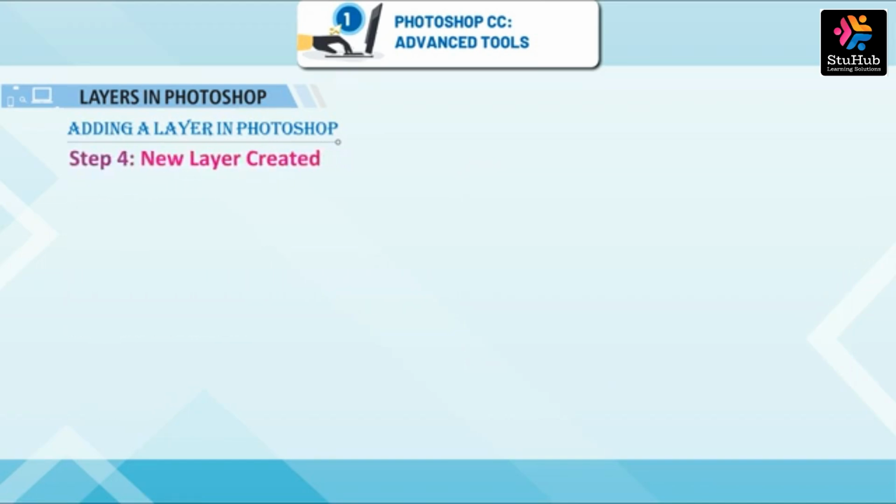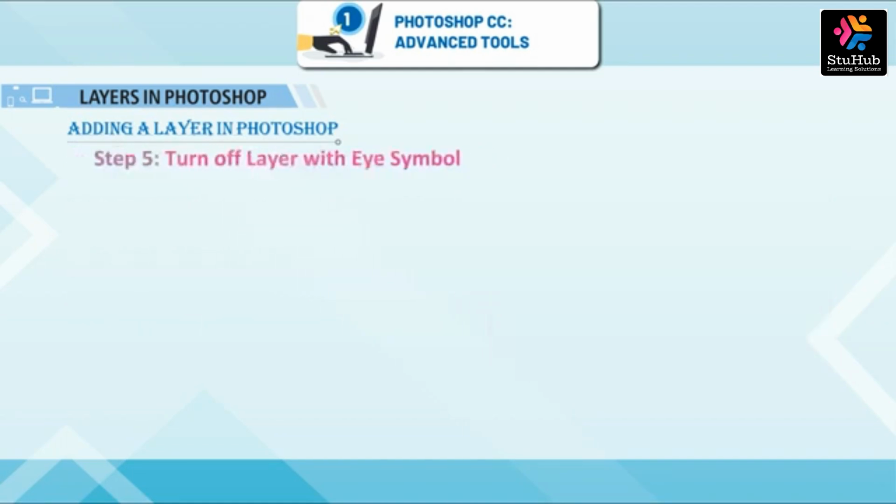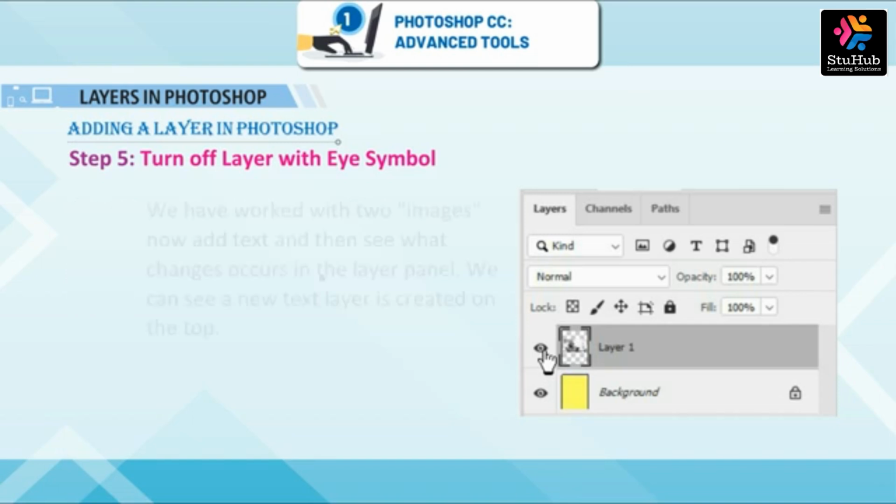Step 4. New layer created. We can see a new layer on top of the layer panel is created instead of adding or mixing the pixels with the Photoshop background layer. Step 5. Turn off layer with eye symbol. In the layer panel, we can see each layer has an eye symbol. By clicking on the eye symbol, we can turn on or turn off the layer.